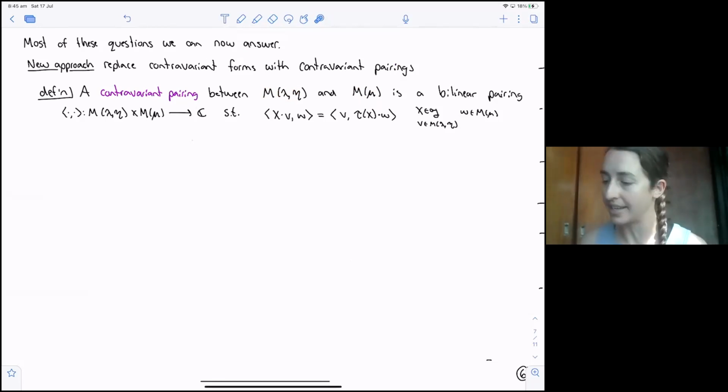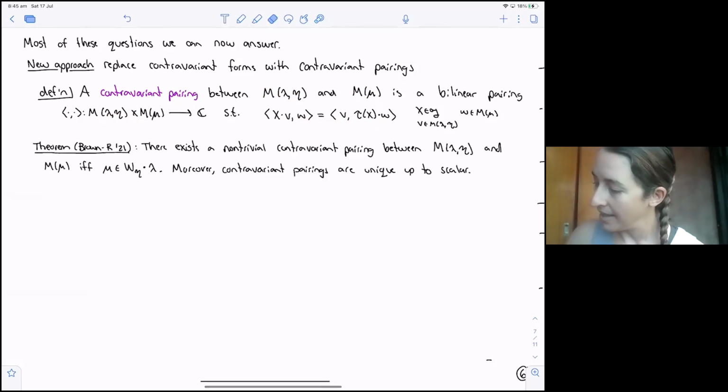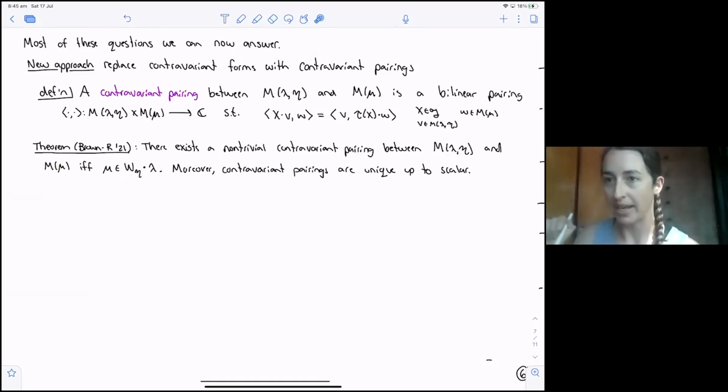And then it's going to satisfy exactly the same condition. So it's going to be some function that takes in a vector in each of these modules, and it satisfies this contravariance condition again with respect to the action on either the standard Whittaker module or the Verma module. And then once we have these, we can prove a uniqueness theorem. The first thing is that there only exists one of these contravariant pairings between a given standard module and a given Verma module exactly if the highest weight of the Verma module is in the W eta orbit of the highest weight of the standard Whittaker module. And if one of these exists, then it's unique up to scaling.